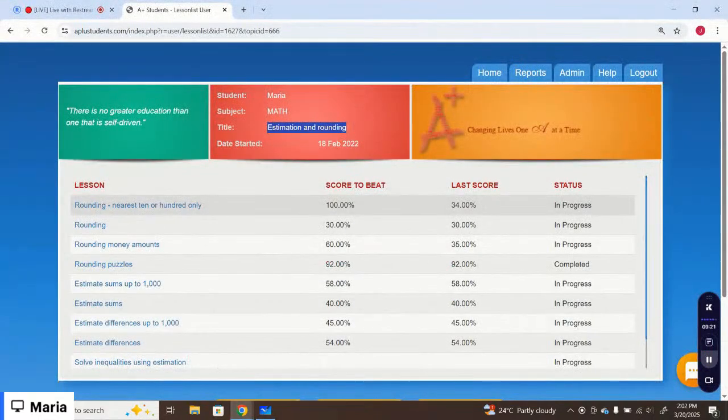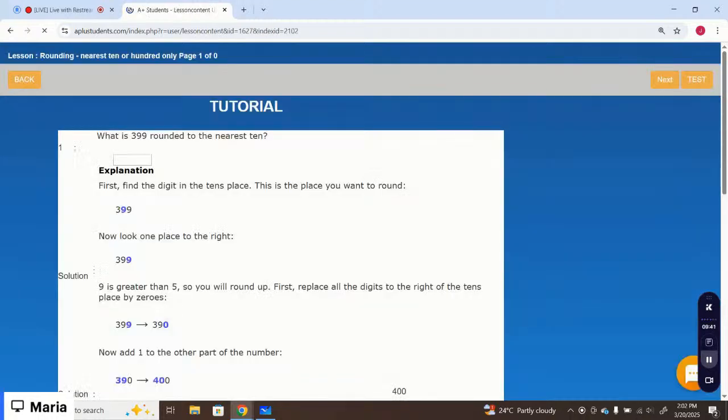Okay, here I'm on grade 3 math. The chapter we are on right now is estimation and rounding. Let's start with the first lesson, that is rounding nearest 10 or 100 only. What is 399 rounded to nearest 10?